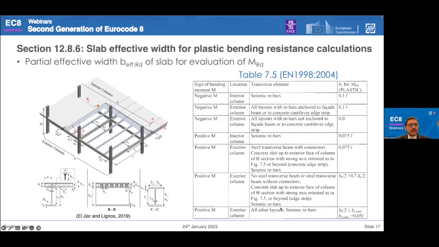Another important thing relates to the slab effective width for plastic bending resistance calculations, because this also affects, in DC3 at least, the strong column weak beam ratio to be considered in the design process. The current code would have two tables. I have only the second table here, with a considerable number of cases depending on the sign of the bending moment, as well as the location of the associated column, in particular exterior or interior. And then the code would have you select the associated effective width.